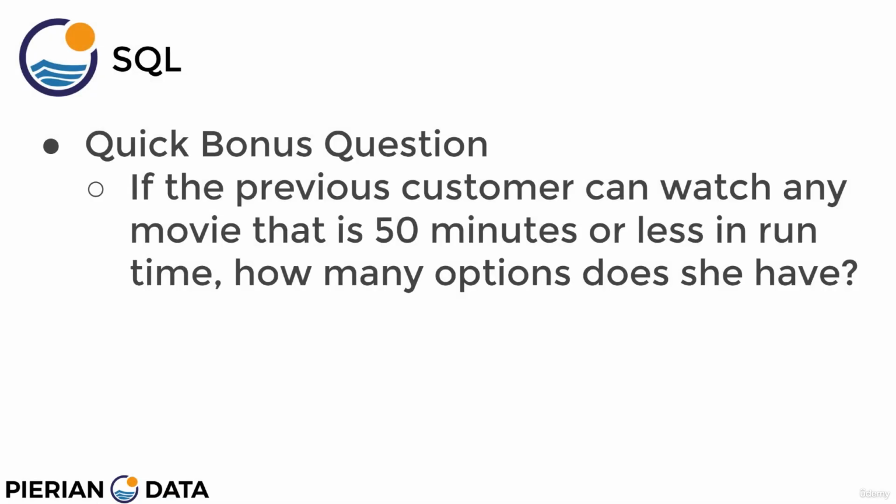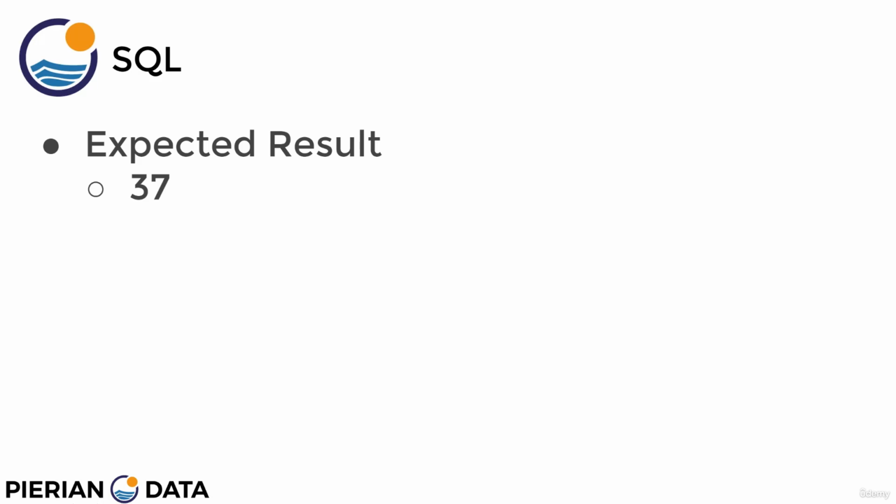Okay, and finally, let's give you a quick bonus question, no hints or anything for this one. If that previous customer can watch any movie that is 50 minutes or less in runtime, how many options does she or he have? Keep in mind, you may not even need ORDER BY for this. Again, we're just asking how many movies that customer can watch that are 50 minutes or less in runtime. The expected result is 37 movies. And hopefully you can recall your SELECT and WHERE statements.